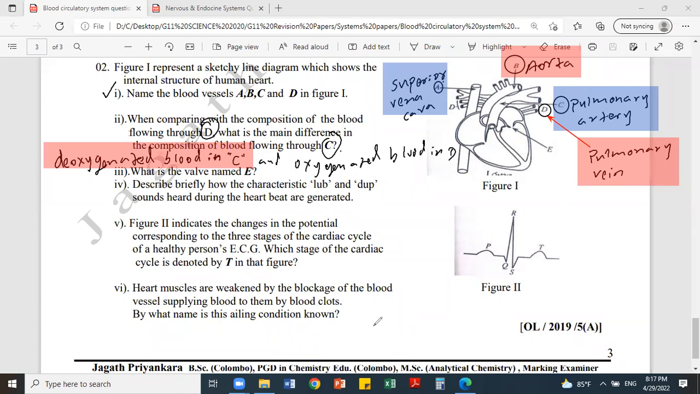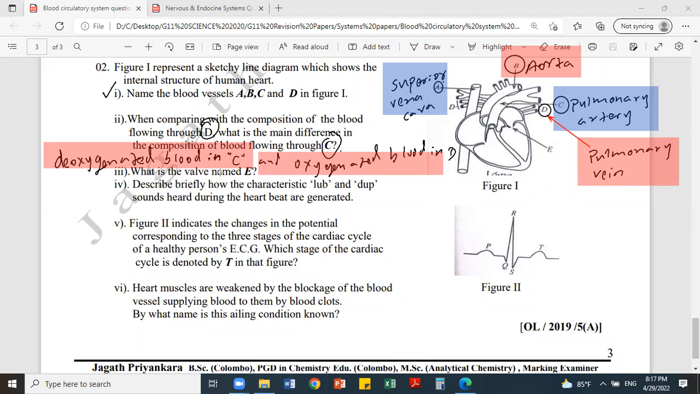Right. Next one, part 3. There are many alternative answers for this, right? Other than deoxygenated and oxygenated, you can write more carbon dioxide, less carbon dioxide. Or you can write more oxygen, less oxygen, like that.